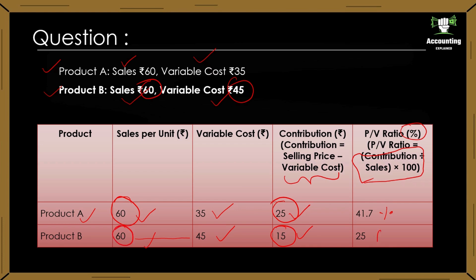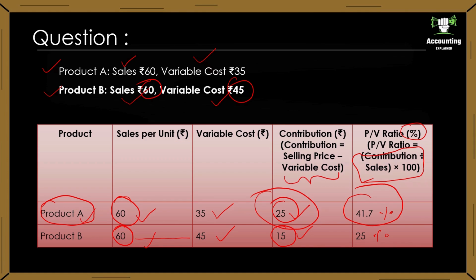So on seeing, we find out that product A gives you more contribution and a higher PV ratio. So it is a better option for profit. So please always check both contribution and PV ratio before making any recommendations, whether it is for business or for exams.